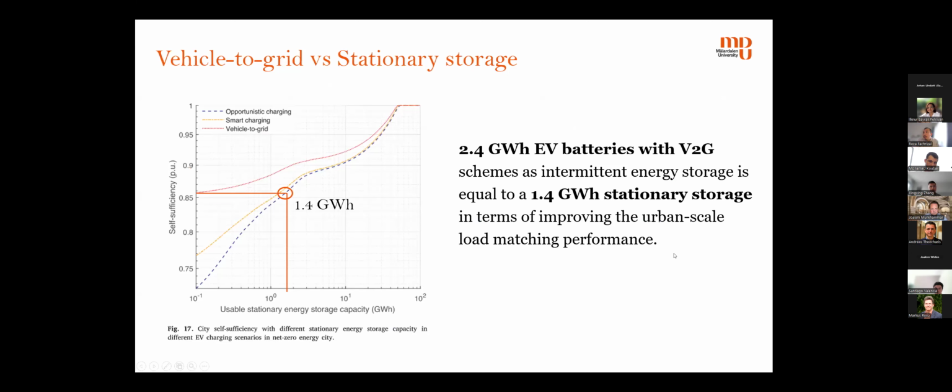One last point. We also simulate how much vehicle to grid is worth compared to stationary storage. And the conclusion is that 2.4 gigawatt hour of EV batteries with V2G equals 1.4 gigawatt hour of stationary storage in terms of improving the urban scale load matching performance. So it's similar if we have a very big battery compared to if we utilize our citizens' EVs. That's what we want to say.